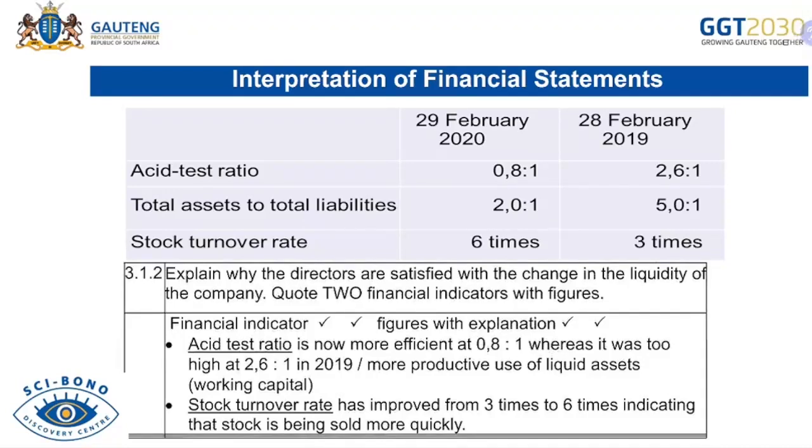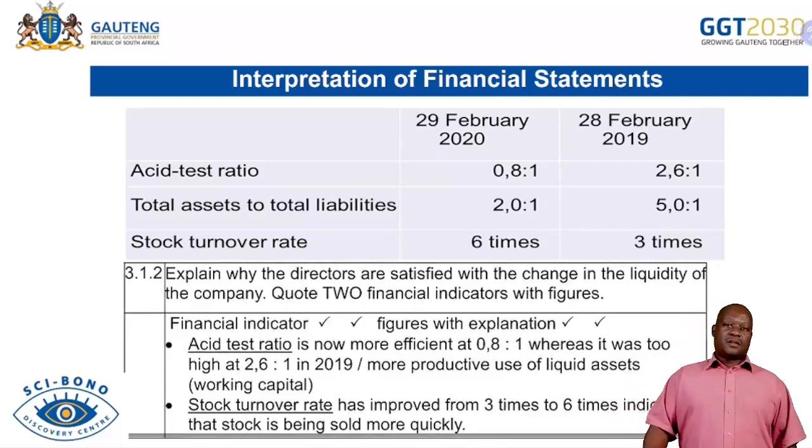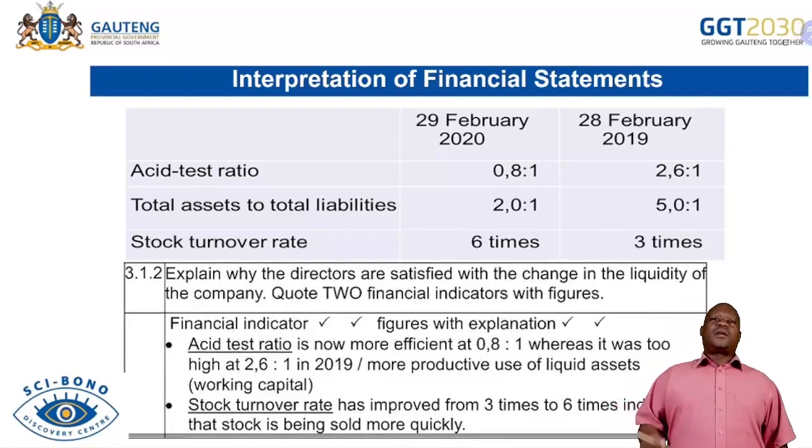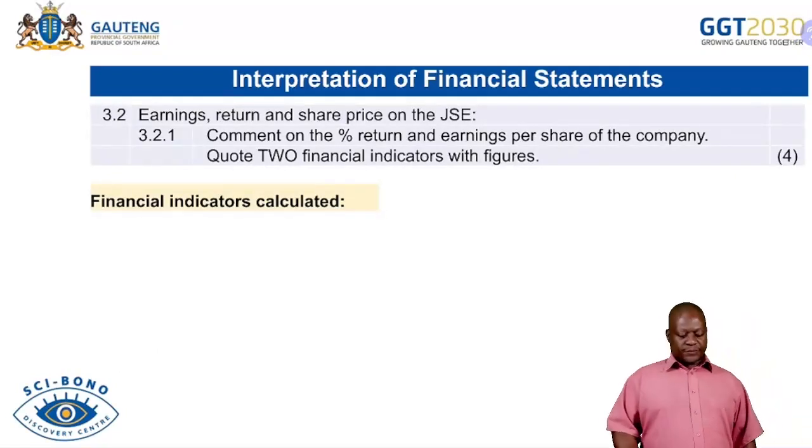So please always be in a position to see what these ratios are saying to you, so that you can make the comparison and the comments. And I will never be able to overemphasize the fact that whenever you are commenting, there is need for you to comment using figures, indicators, ratios, calculations. We need to see figures there. Let's move on to 3.2.